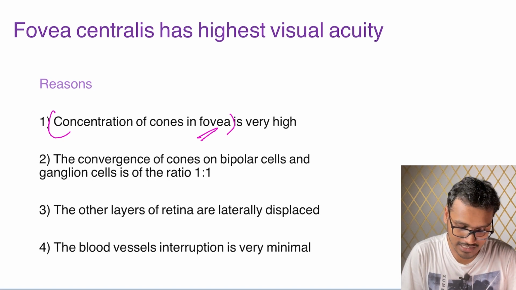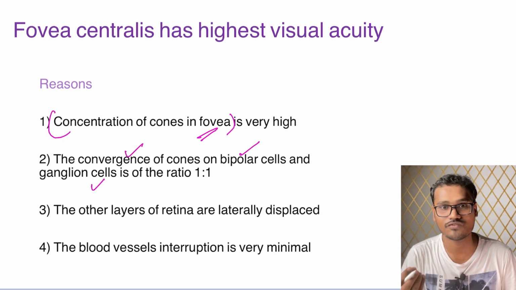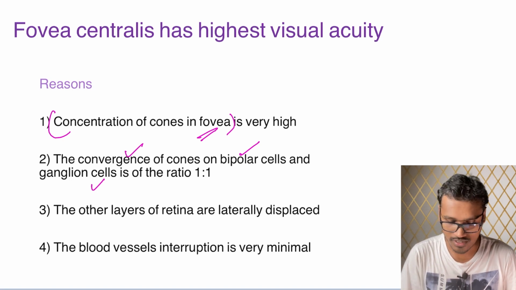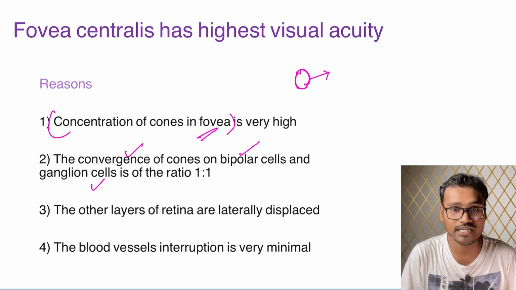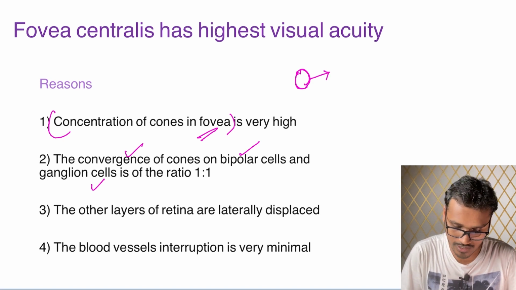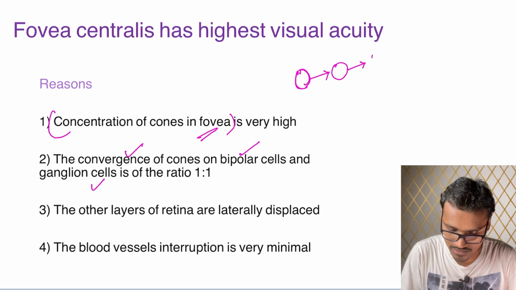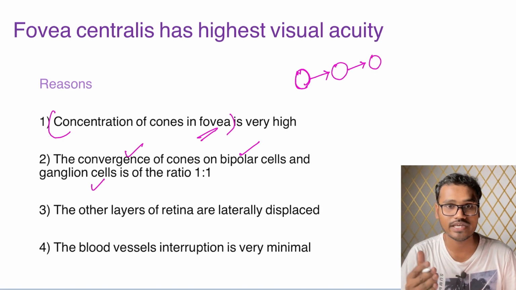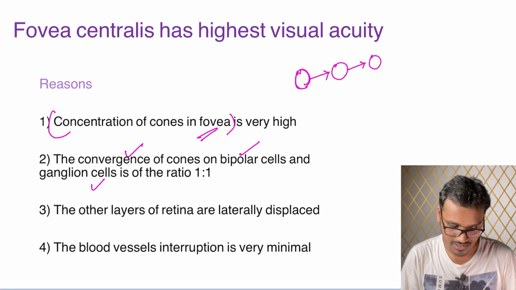And not only that, the convergence of cones on the bipolar cells and the ganglion cells is of the ratio 1:1. What does it mean? If there is a particular cone, it gives its impulse to one bipolar cell, which in turn gives the impulse to one particular ganglion cell. So they are very much in a sequence, and all of them have a convergence ratio of 1:1, which is very high in comparison to the other parts of the retina.